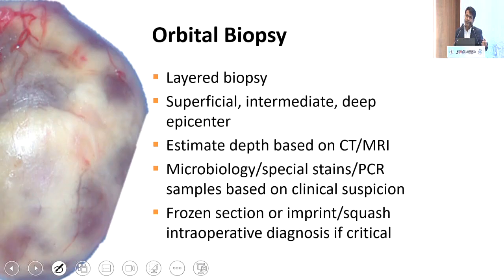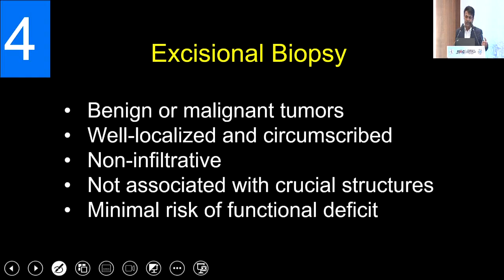So orbital biopsy should be a layered approach, superficial, intermediate, and deep, well past the epicenter. And in a given situation where you really need a confirmation of diagnosis, you should ask for a special stain as well. Excisional biopsy is reserved for benign and malignant tumors, which are well circumscribed.